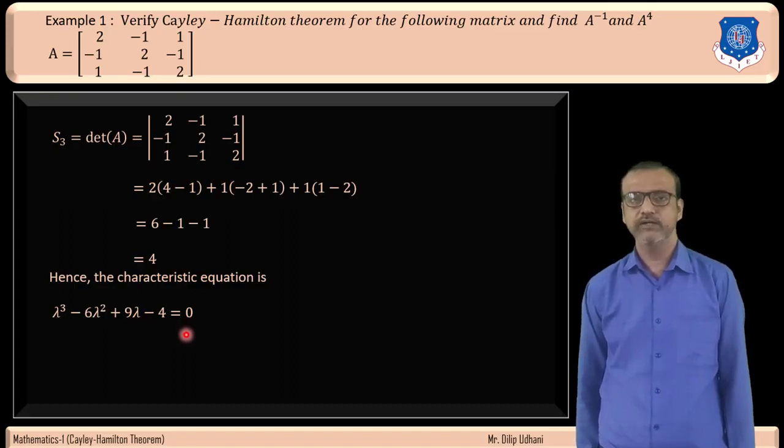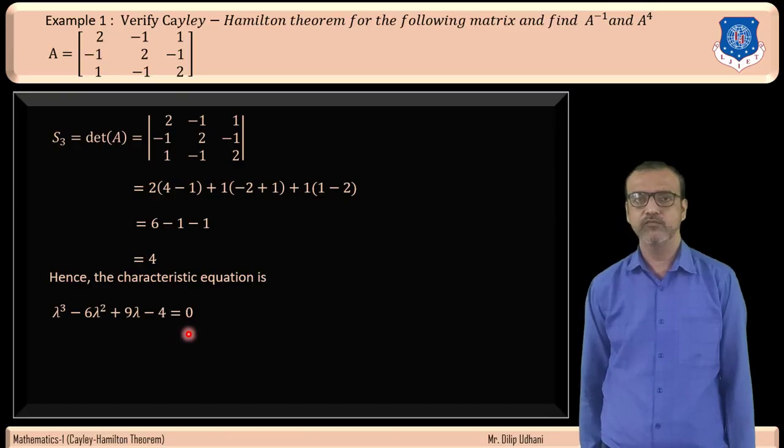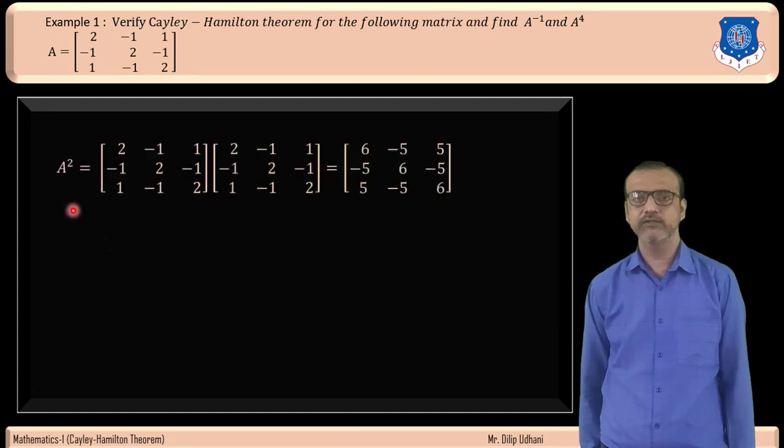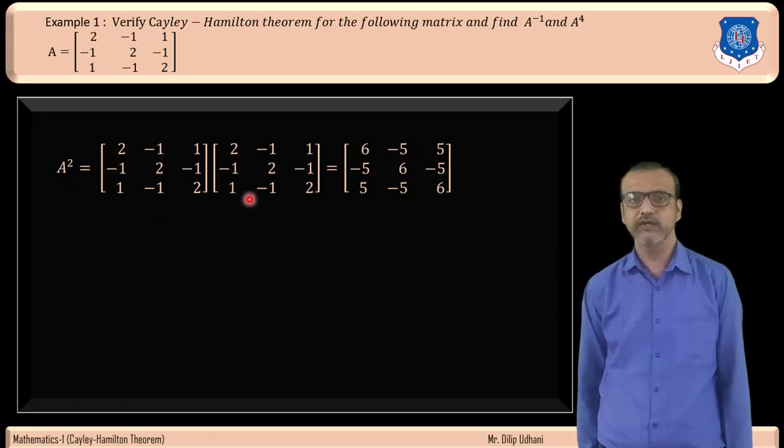Now we will verify this Cayley-Hamilton theorem. For that purpose we have to find A square and A cube. A square is nothing but the multiplication of matrix A with itself, so A square equals A into A. Now we have to multiply these two matrices.